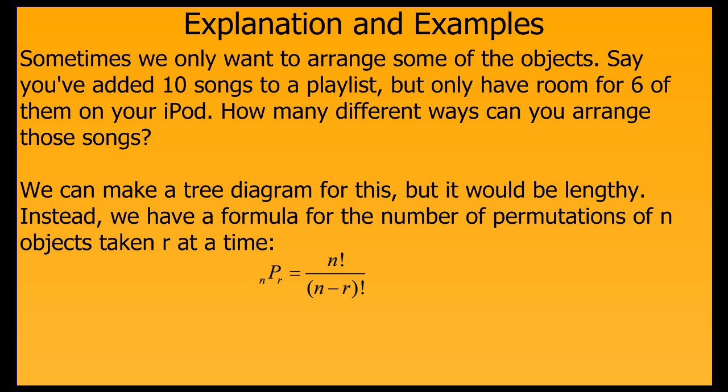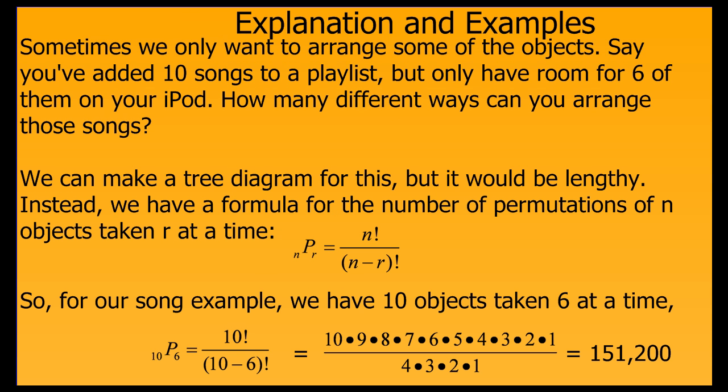The way you read this formula is the number of permutations of n objects taken r at a time is n factorial divided by the quantity n minus r, the whole quantity factorial. So for our song example, we have 10 objects taken 6 at a time. So our formula looks like this: 10 factorial over the quantity 10 minus 6 factorial, which ends up being 10 factorial over 4 factorial, which when you work that out is 151,200 different permutations.